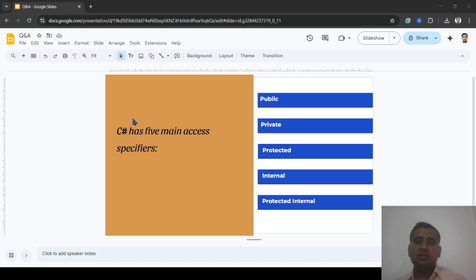The next is private. Private is the most restrictive access level, where a member declared as private can only be accessed within the same class where it is declared, not even in a derived class. So even by inheritance, we cannot access a private function or property.